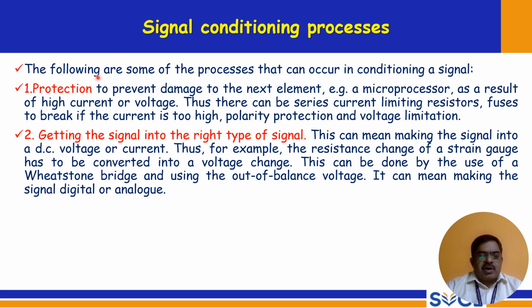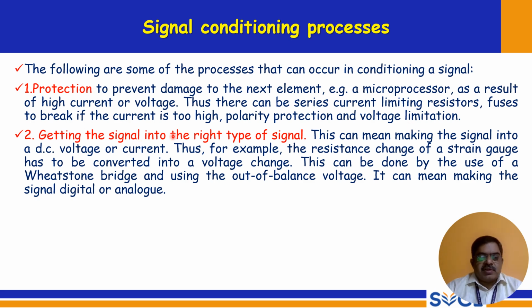The following are some of the processes that can occur in conditioning a signal. First one is protection. So mainly it prevents damage to the next element, microprocessor, as a result of high current or voltage. Thus there can be series current limiting resistors or fuses to break if the current is too high, polarity protection and voltage limitation. So these are all protection for the next stages, like a microprocessor or some other digital device, which should not get damaged.